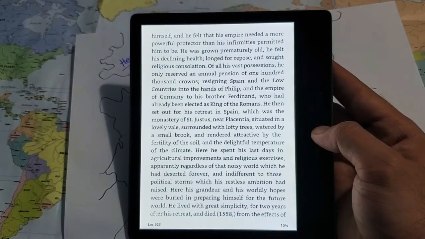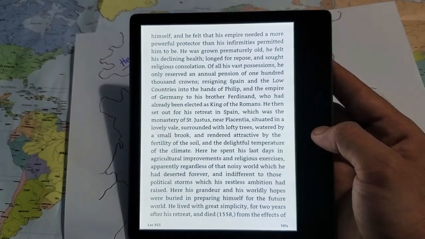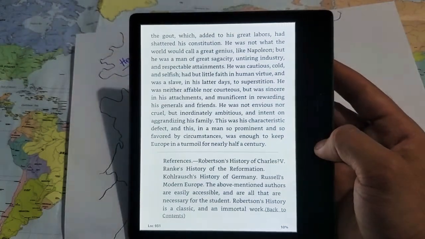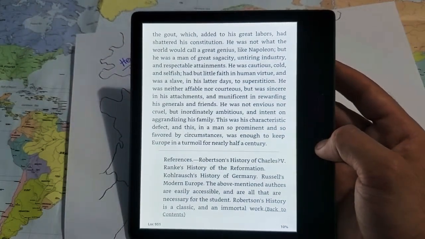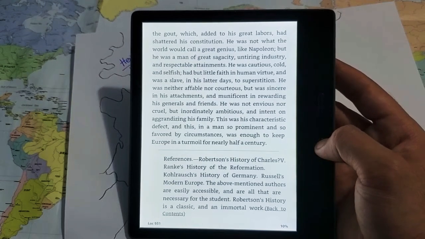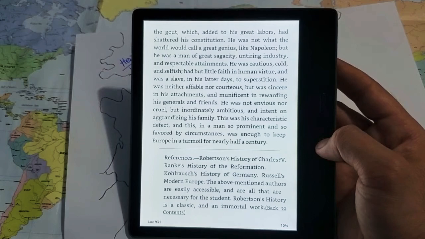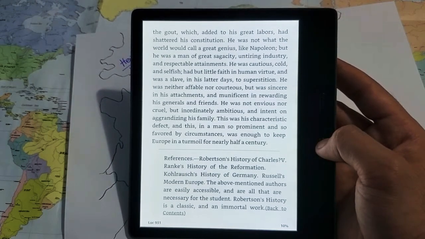He lived with great simplicity for 2 years after his retreat and died in 1558 from the effects of the gout, which added to his great labors had shattered his constitution. He was not what the world would call a great genius like Napoleon, but he was a man of great sagacity, wisdom, untiring industry, and respectable attainments.